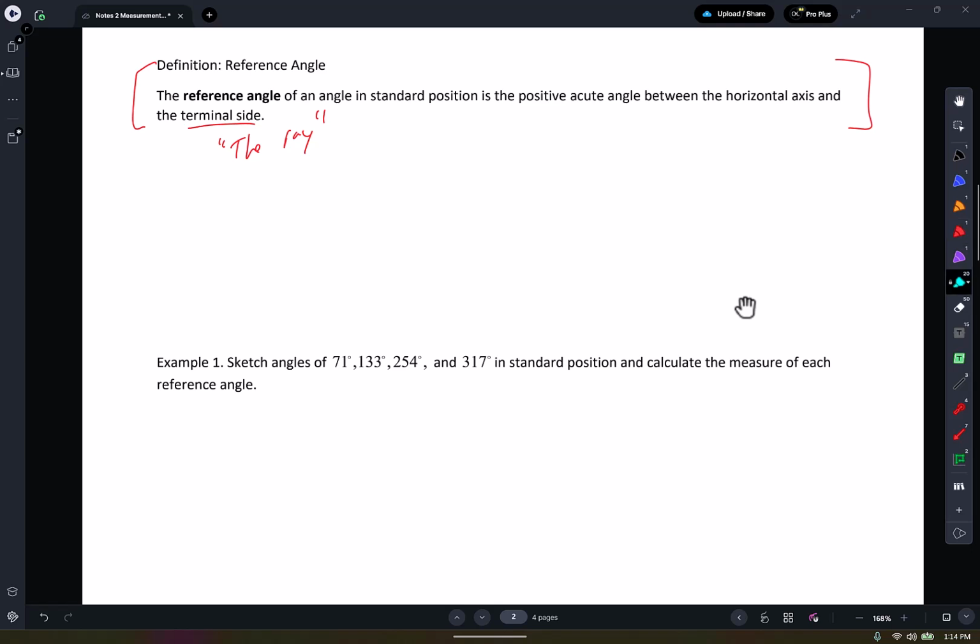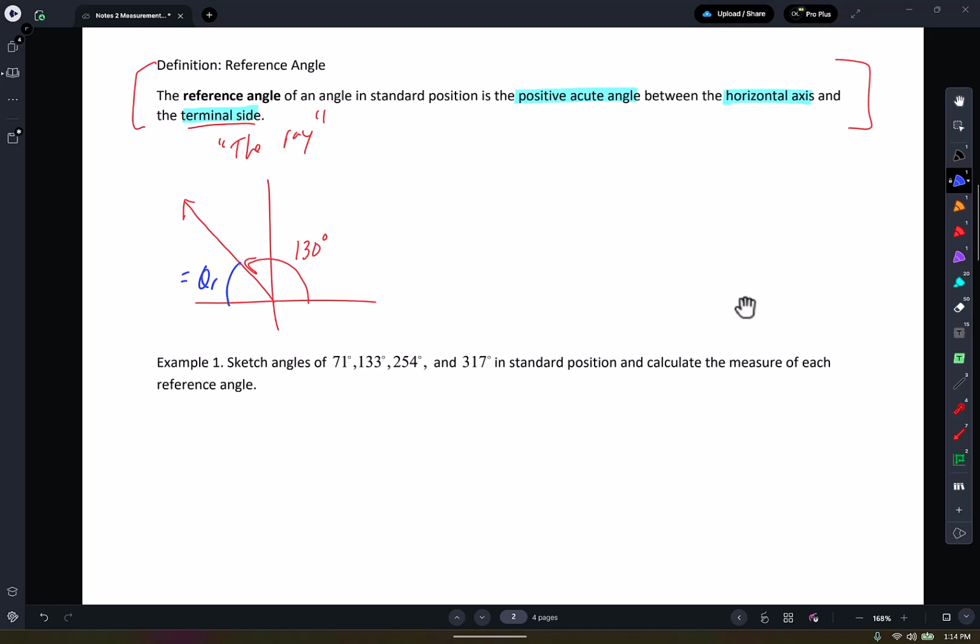That's a joke, miss. Highlight positive acute angle, horizontal axis, and terminal side. So that means this is considered a reference angle. So let me go ahead and do our first example. I'm going to exaggerate this. I'm going to say this is 130 degrees. Our reference angle is this guy right here in blue, theta r.